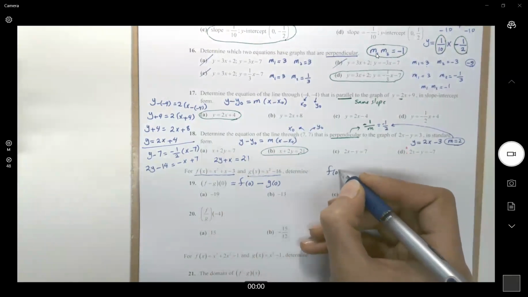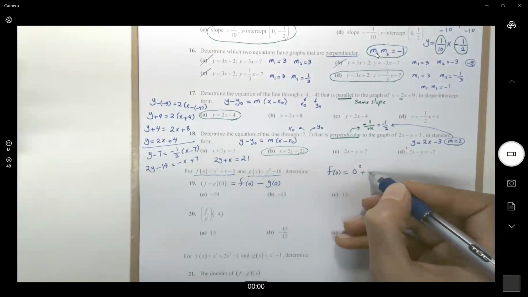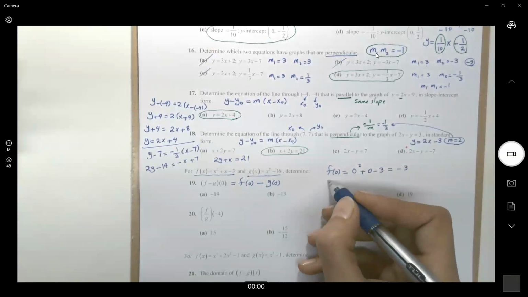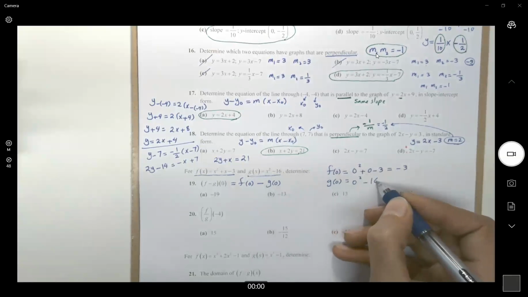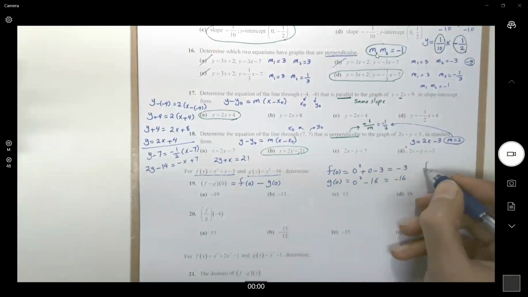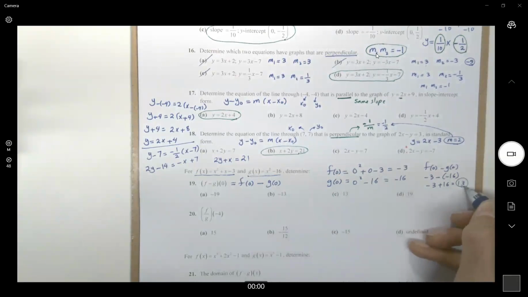F of 0, just simple substitution. We get 0 squared plus 0 minus 3, which is negative 3. And g of 0 is 0 squared minus 16, which is negative 16. So f of 0 minus g of 0 is negative 3 minus negative 16, or negative 3 plus 16, or just 13.